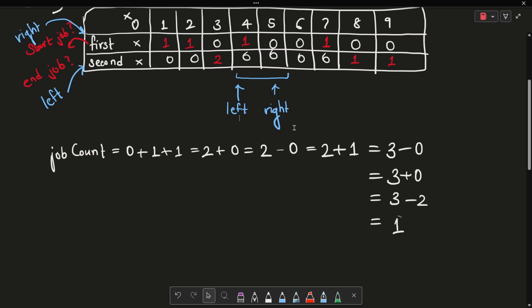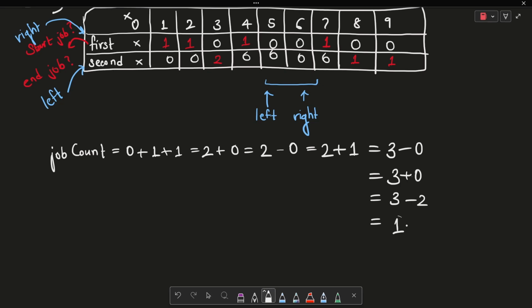Very good. I'll move again further ahead. So my job count was, okay, I'm sorry, it's here. Okay, now it will move ahead. Okay, so now it was here. It will move ahead here. Was there a new job? No. So my plus 0. And was there a job ending at the fourth day? No. So minus 0. So it will stay 1 here as well.